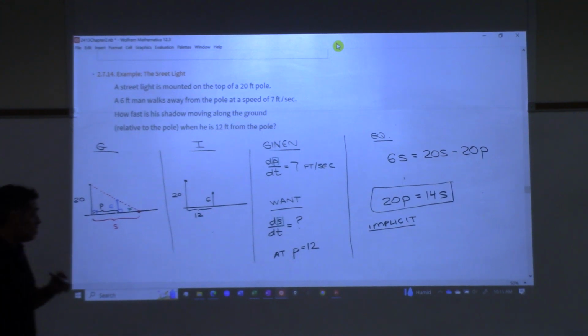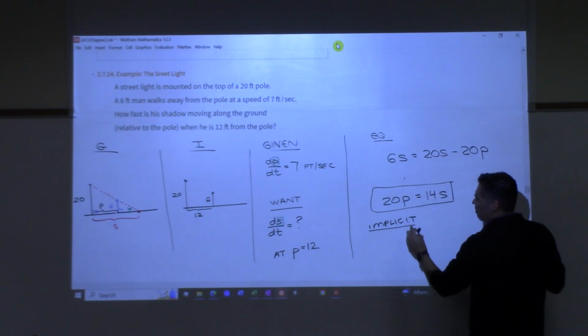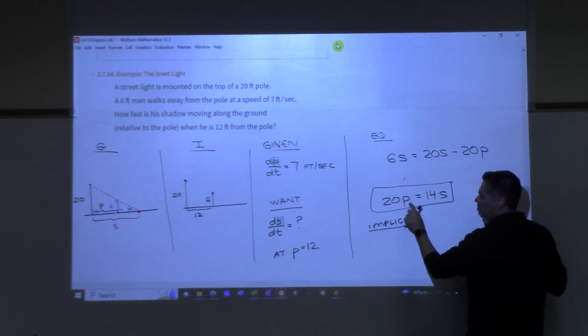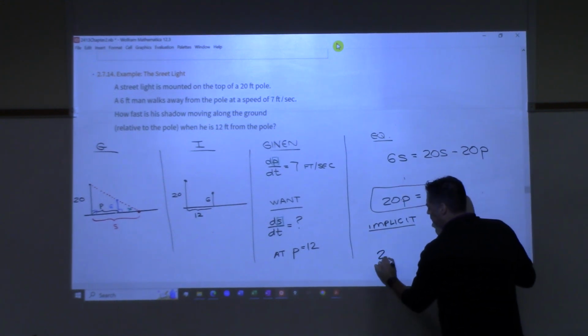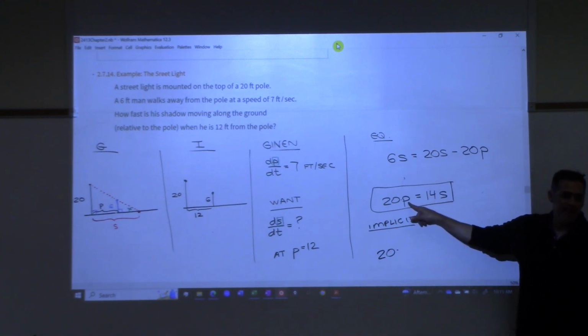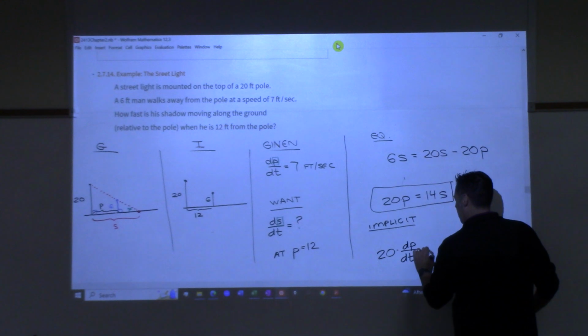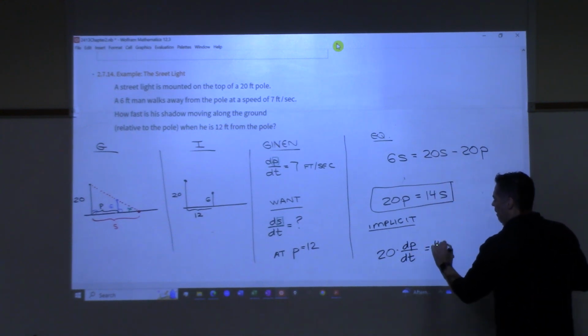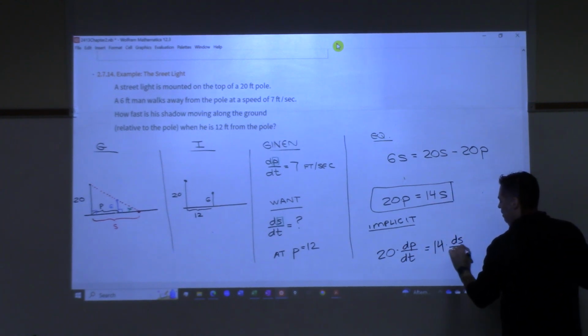All right, so take the derivative now, right? And we're differentiating with respect to t. So the derivative of this, am I going to use product rule, or what am I going to do here? 20 is just attached, right? With multiplication, it can just come for the ride. So I bring the 20 down times the derivative of p with respect to t, dp dt, equals, here the 14 comes for the ride, and now the derivative of s with respect to t, which is ds dt.